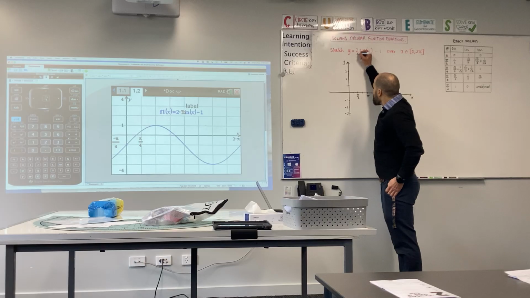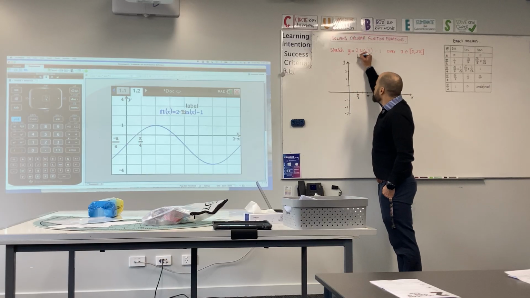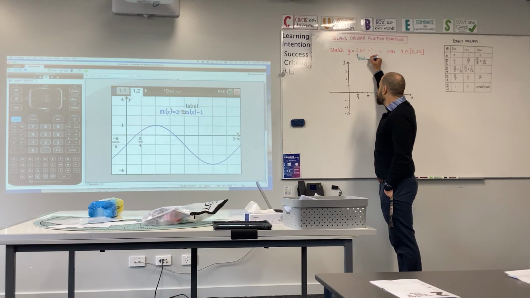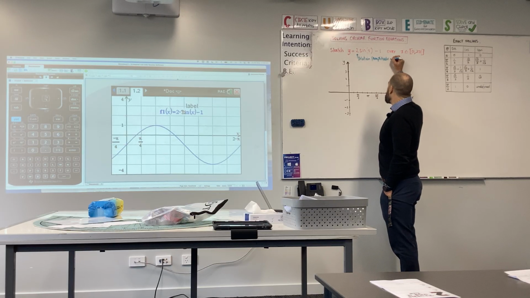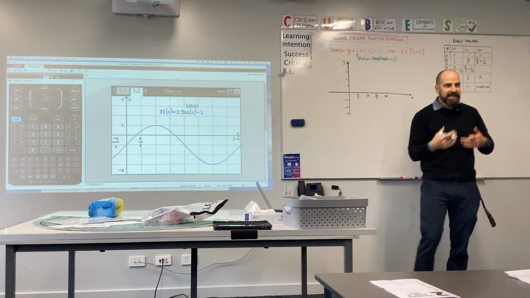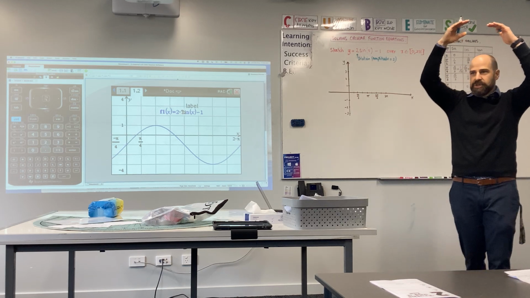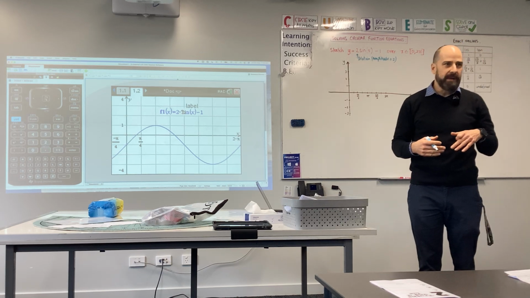First thing, I recognise what's going on in the equation. So I have a dilation from x. So there's a dilation from the x-axis. This one changes the amplitude. And the amplitude is going to be equal to 2. That tells me that my graph is going to go up 2 and down 2 from its midpoint.